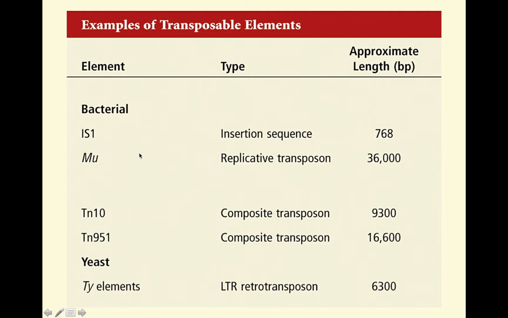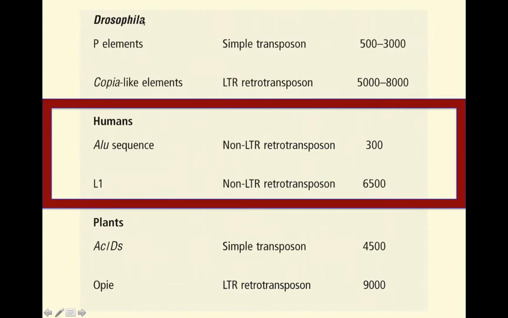There are many different types of transposable elements that have been identified in everything from bacteria to humans. This is a partial list, and only a few examples of bacterial transposons, how long they are. Some of them are pretty long. Some of them are very short. From yeast, the Ty elements, from Drosophila, the P elements and copia-like elements. And humans have two basic types, short and long.